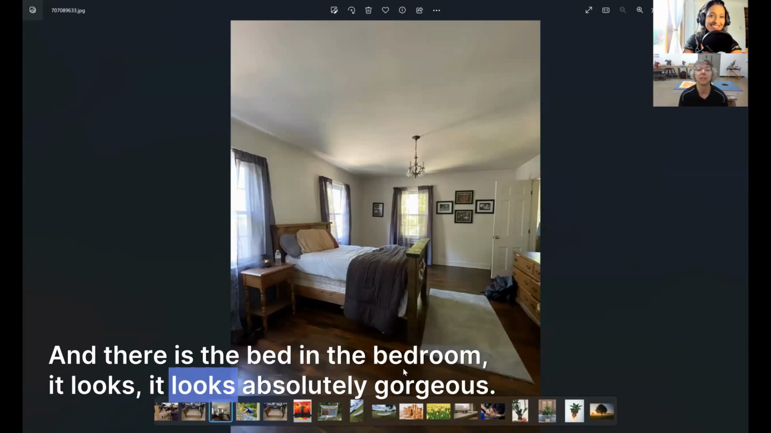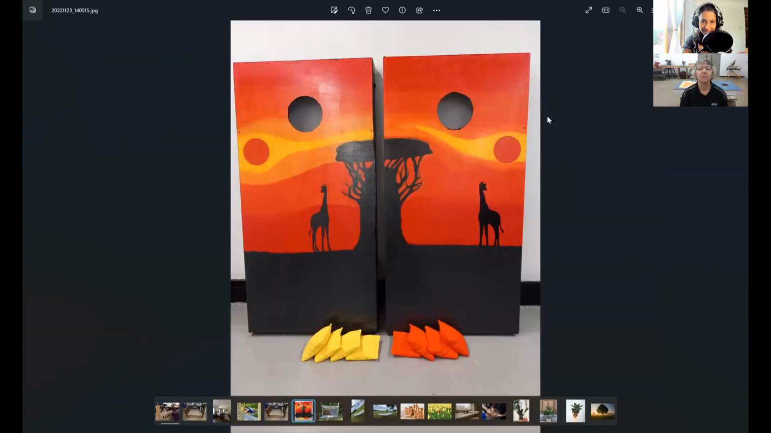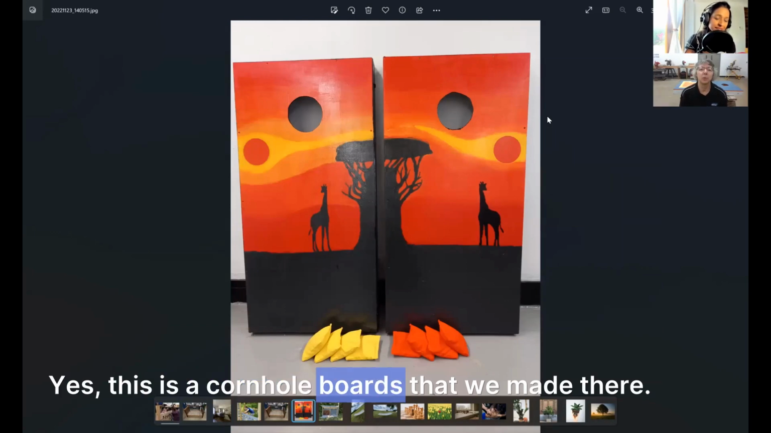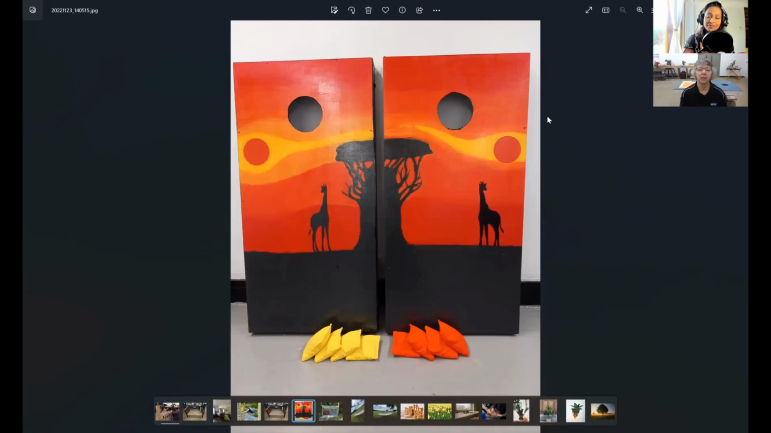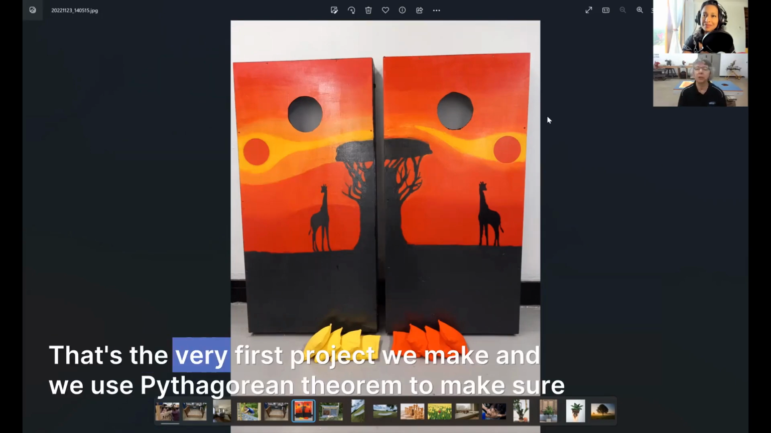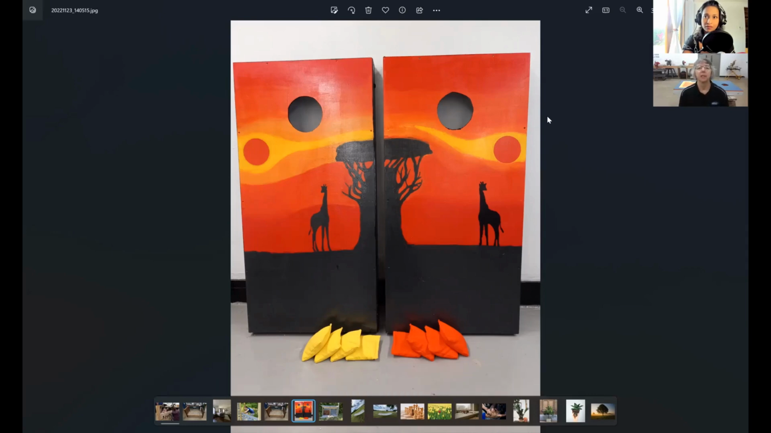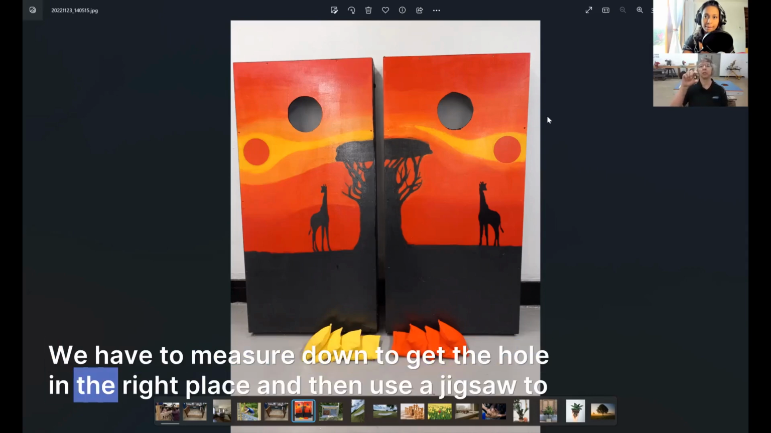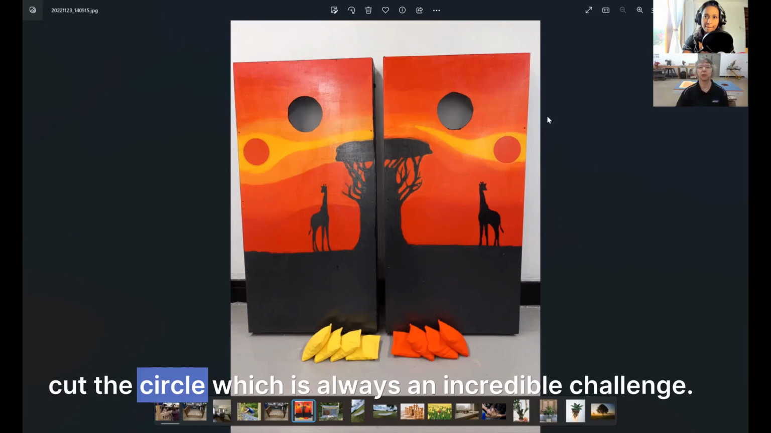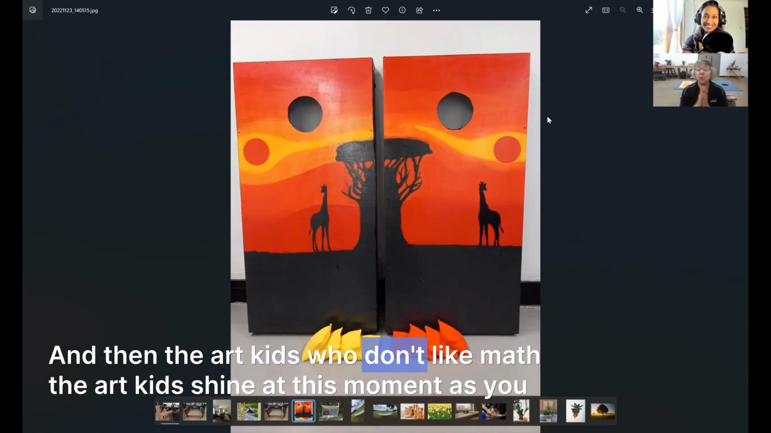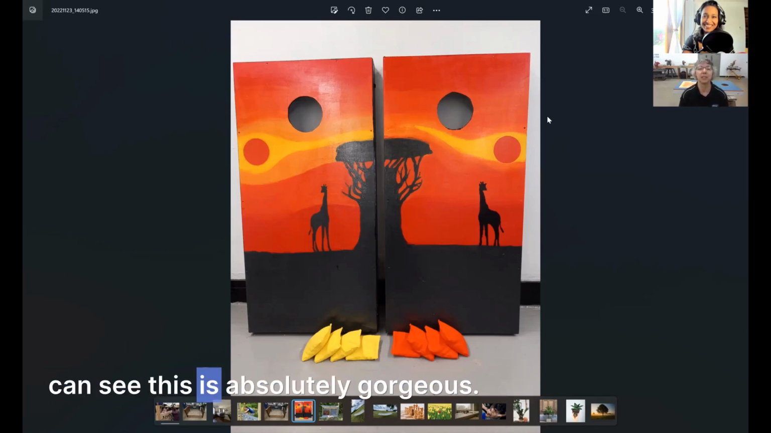It looks absolutely gorgeous. Yes, these are cornhole boards that we made. That's the very first project we make, and we use Pythagorean's theorem to make sure the frame is square and then put the top on. We have to measure down to get the hole in the right place, and then use a jigsaw to cut the circle, which is always an incredible challenge. Yeah. And then the art kids who don't like math, the art kids shine at this moment. As you can see, this is absolutely gorgeous.